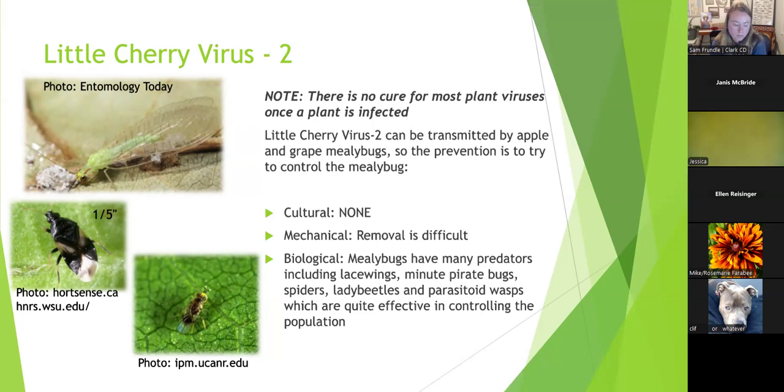But we do know about little cherry virus, and this is little cherry virus 2. It can be transmitted by apple and grape mealybugs. So there's an insect connection to this virus. If you prevent and try to control the mealybug, you're going to control the virus. Culturally, there's not much you can do.